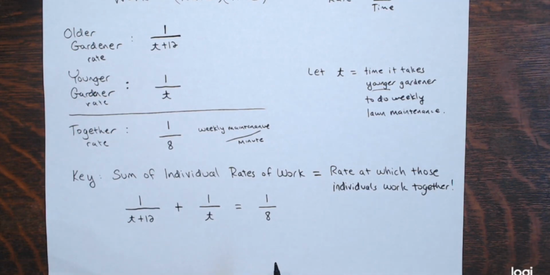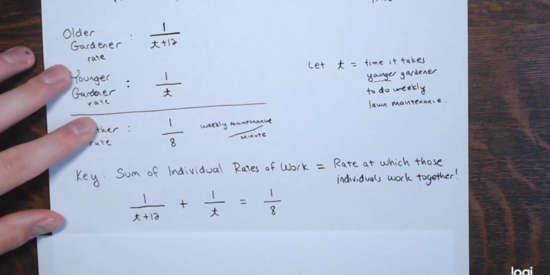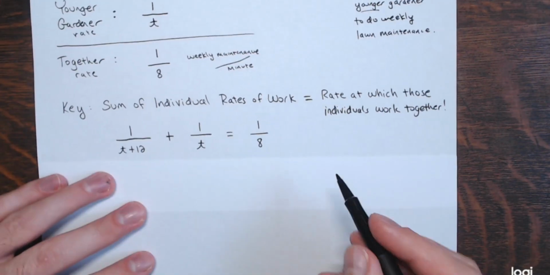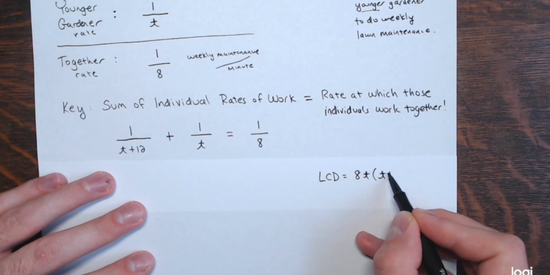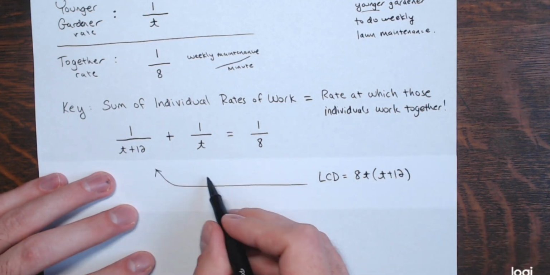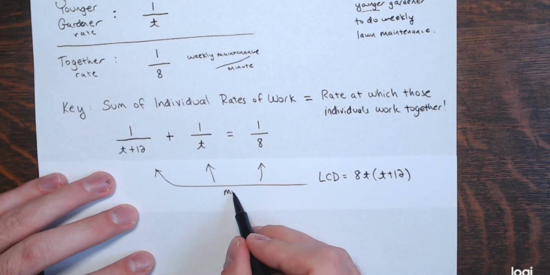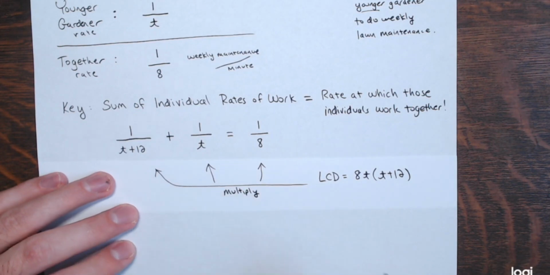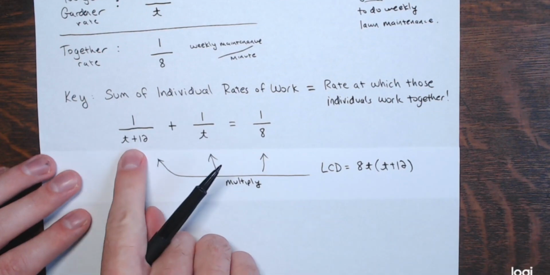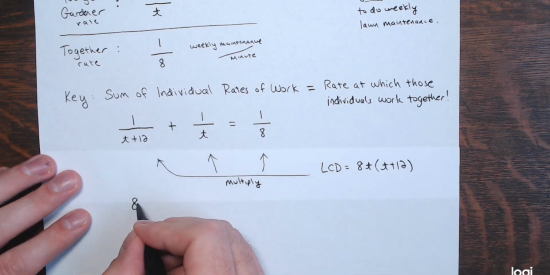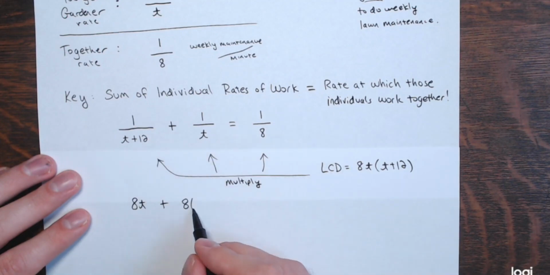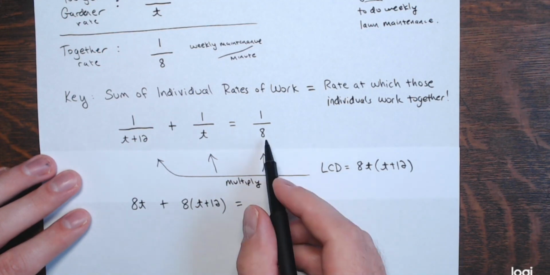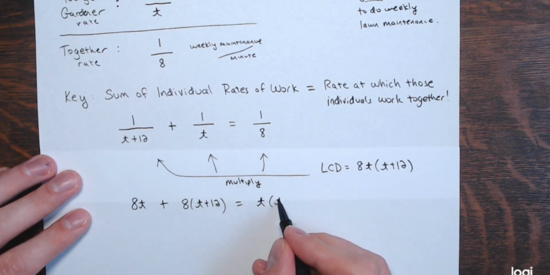All right, the LCD, you've got to find the LCD and multiply both sides by the LCD. The LCD here would be 8 times T plus 12, and this is going to be multiplied by every single term. So the first term, the T plus 12 would cancel, you'd be left with 8T, plus this with T would cancel, you'd have 8 times the quantity T plus 12, equals, and over here just the 8 would cancel, you'd have T times T plus 12.